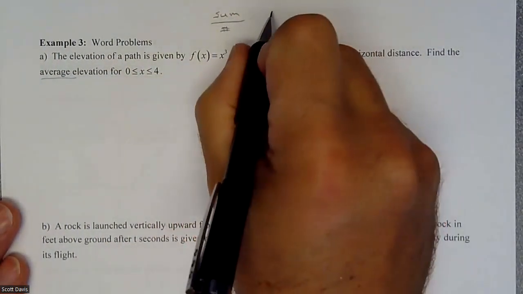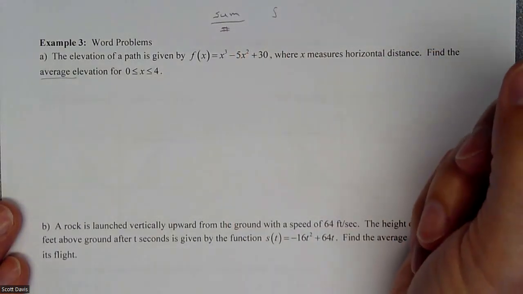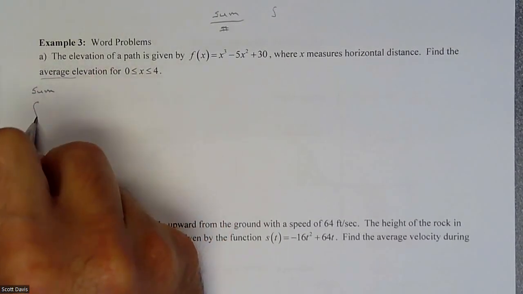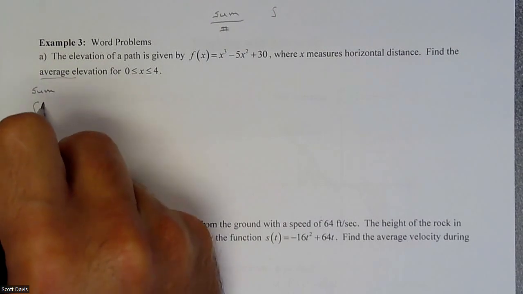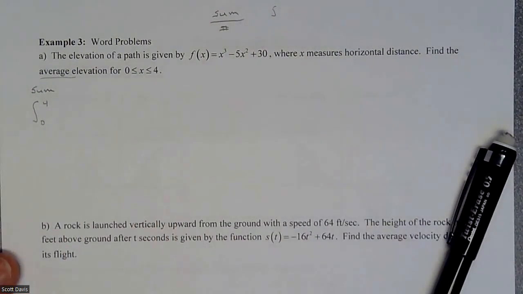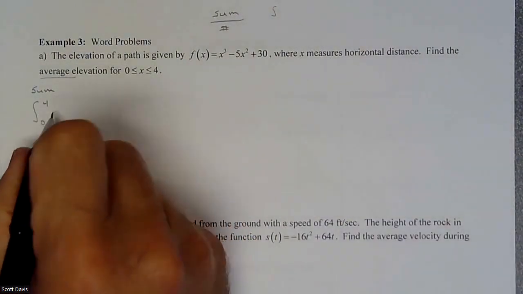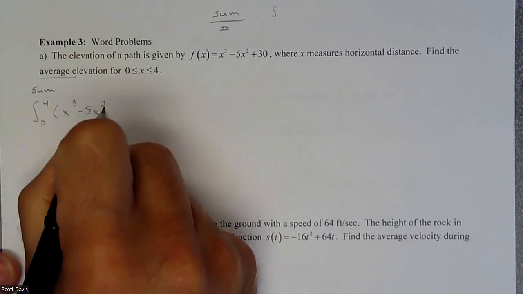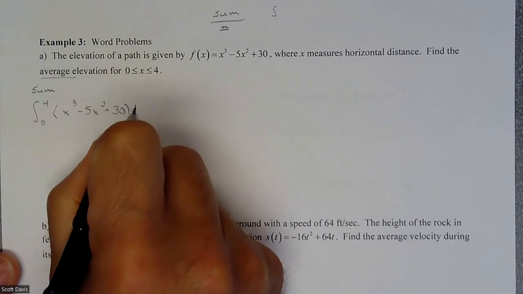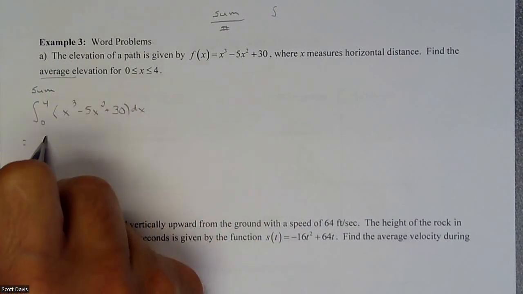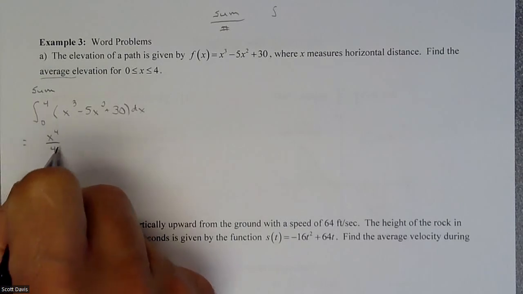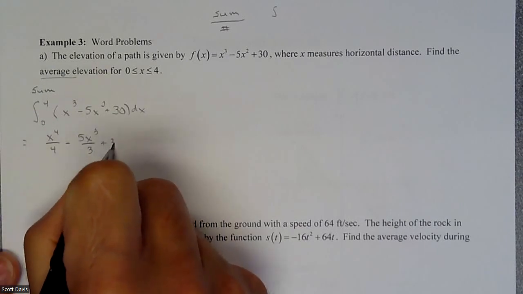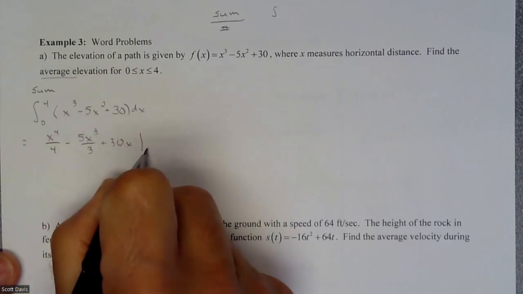So our sum is going to be the integral. That's what we're going to need to figure out. So we're going to find the area under the curve, which is our sum. So we're going to go from 0 to 4 of this function. And so then we're going to have the antiderivative of x cubed minus 5x squared plus 30 dx. So the antiderivative is we're going to add a power, divide by that power, minus 5x to the third divided by 3 plus 30x. We're going to go from 0 to 4.